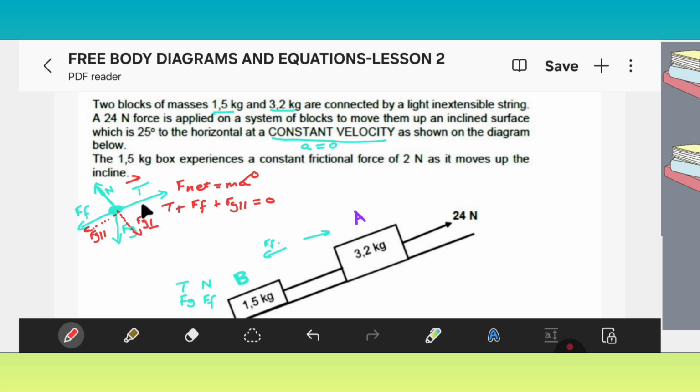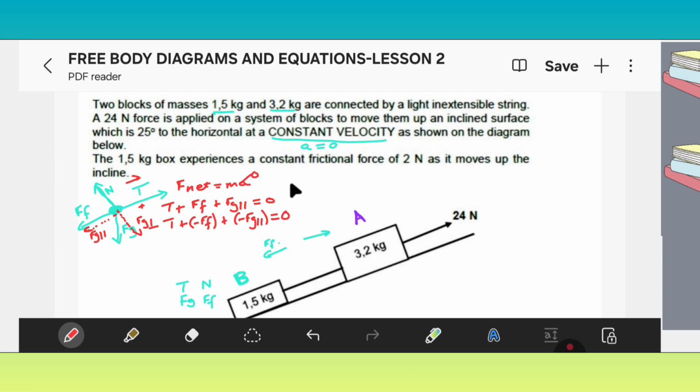So this will be tension plus frictional force plus Fg parallel equivalent to 0. So tension is a positive force since it is going with the motion, and these ones will be negative because they're moving opposite to motion. So this will be tension minus frictional force minus Fg parallel being equivalent to 0.